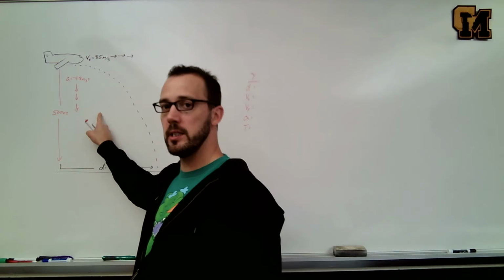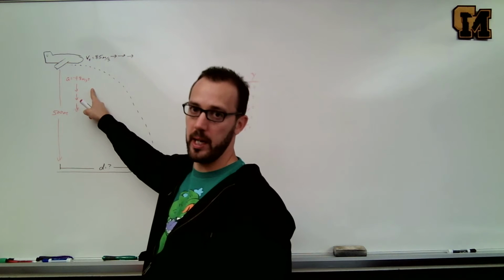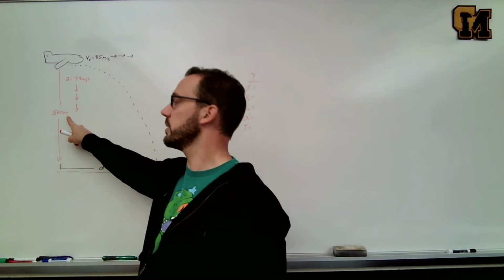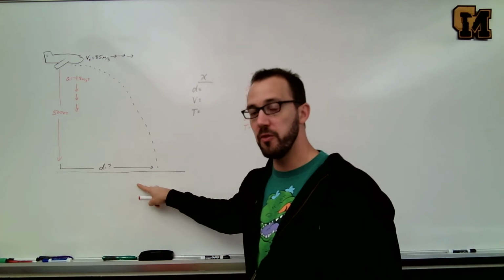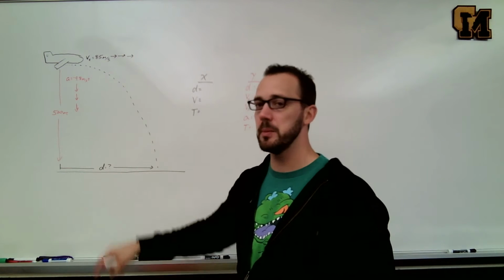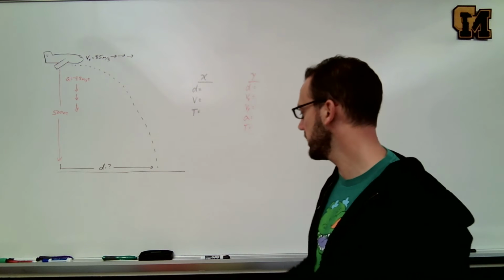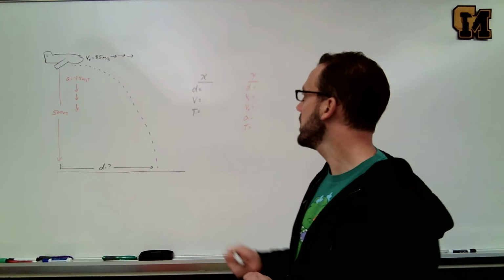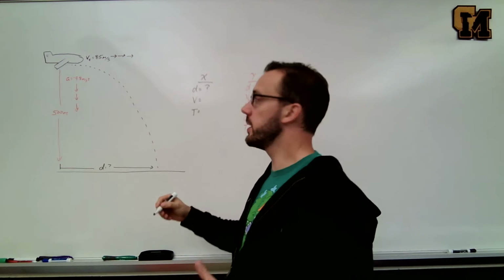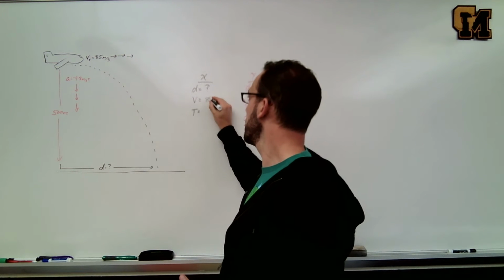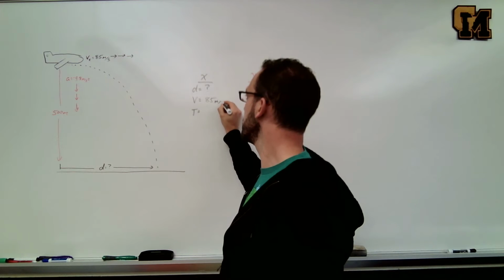In the Y direction, the acceleration is negative 9.8 meters per second squared, and we know it's going to fall 500 meters. The question mark is how far before should we drop it, so that's the displacement in the X direction. So now we're going to plug some numbers in. First, in the X direction, D is the question mark, and we know the velocity in our picture, 85 meters per second.